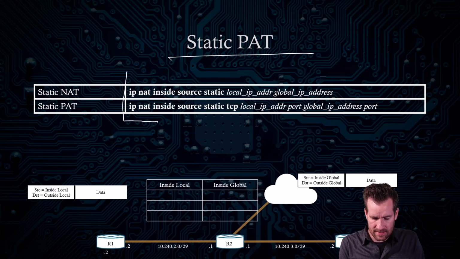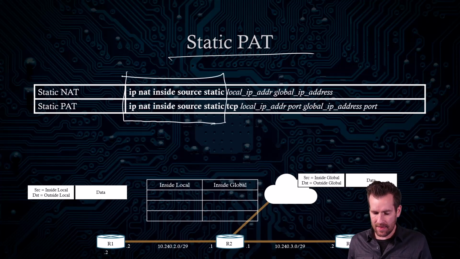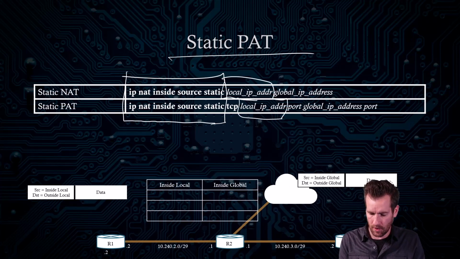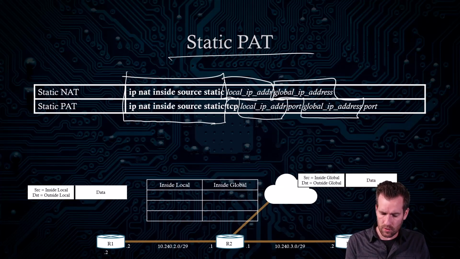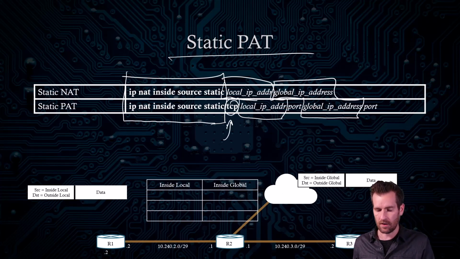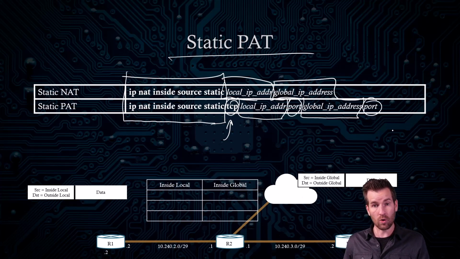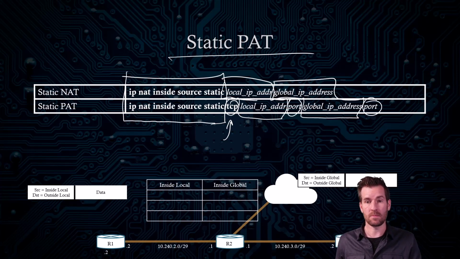If we're doing static PAT, it really is quite similar. Both of the entries start out with this IP NAT inside source static, and then they both have the local IP address, so we can see that this is similar between the two, and they both have a global IP address. So the only thing that's different between these two is we include this TCP right here and these ports, both the local and global ports that are going to be associated with it. So that is a static PAT.